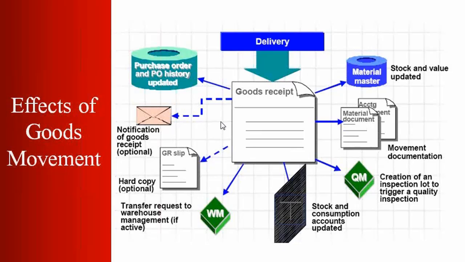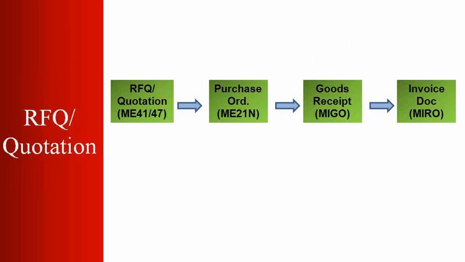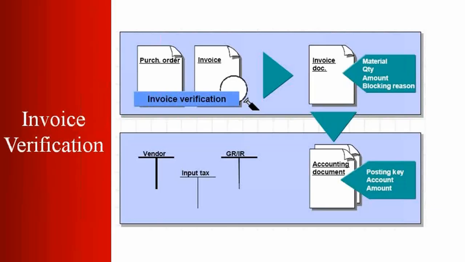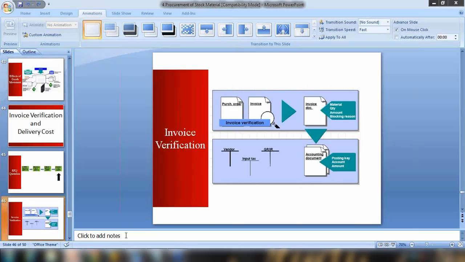Now we'll talk about a more theoretical topic again: invoice verification and delivery cost. What is invoice verification and delivery cost? So far we have seen these processes: RFQ to purchase order, to goods movement, and to invoice. Here we'll talk about the invoice. We already saw how we can create invoices.